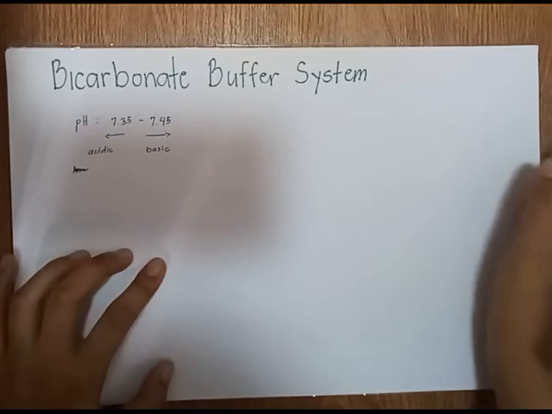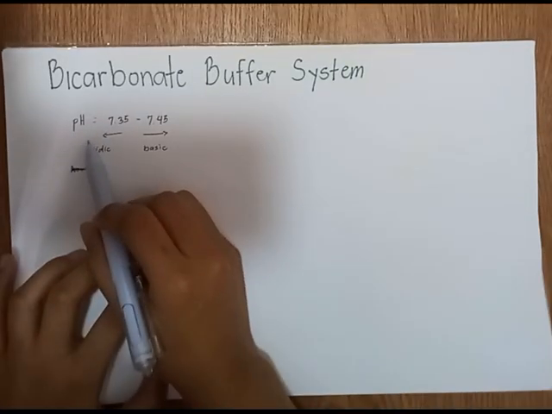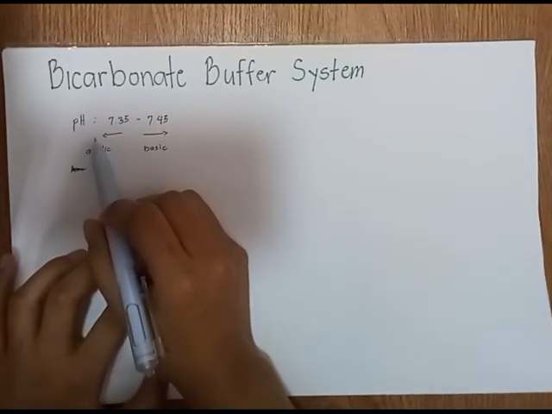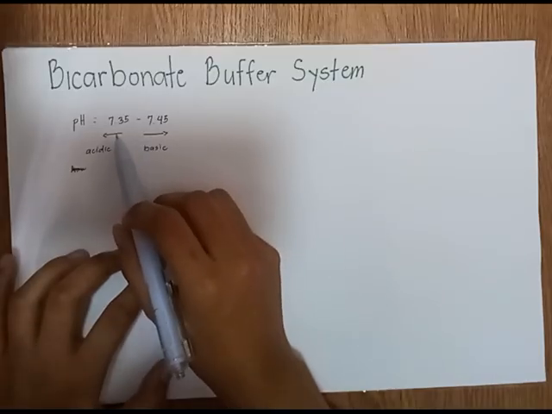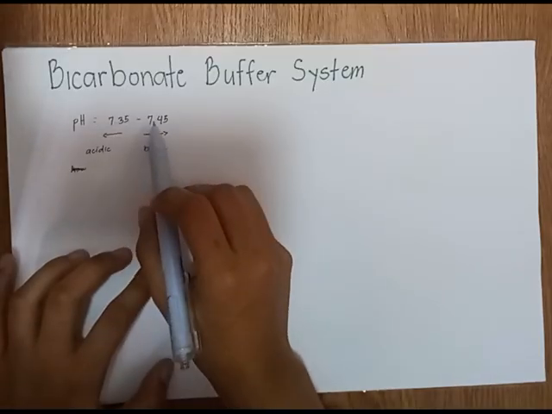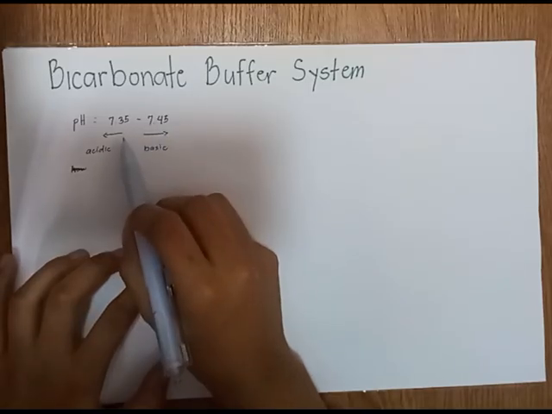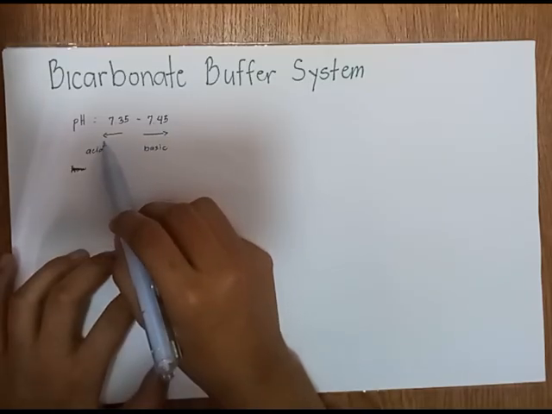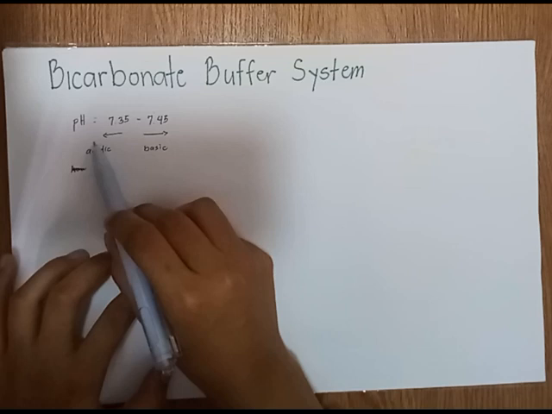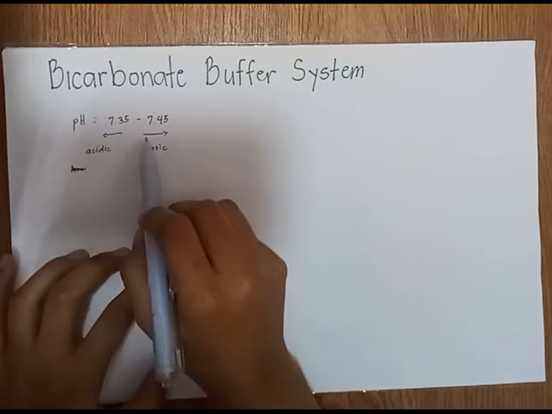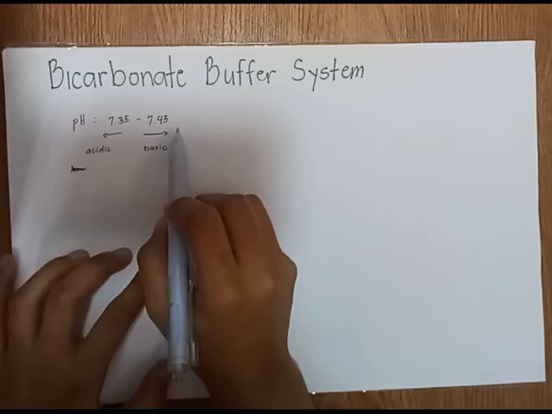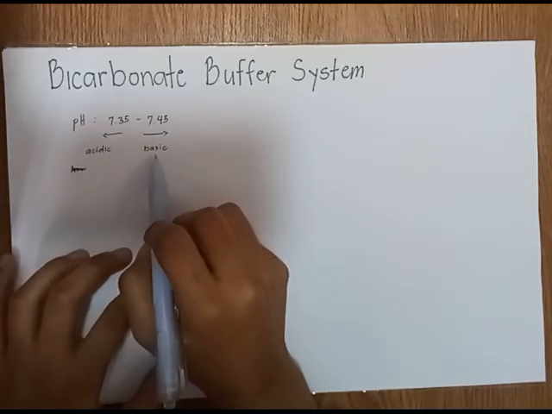First, let's talk about pH. Our blood pH has a normal range of 7.35 to 7.45. If our blood pH goes lower than 7.35, then it is acidic. And if our blood pH goes higher than 7.45, it is basic.